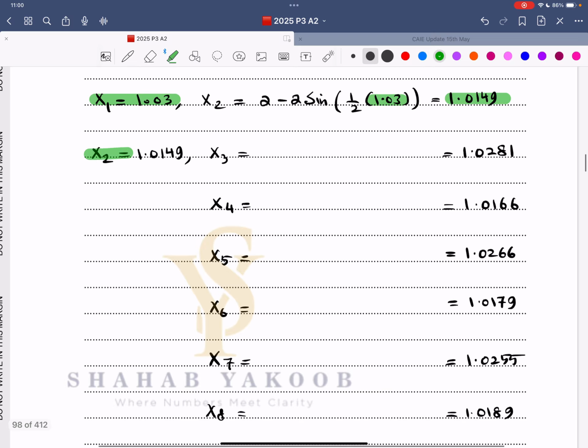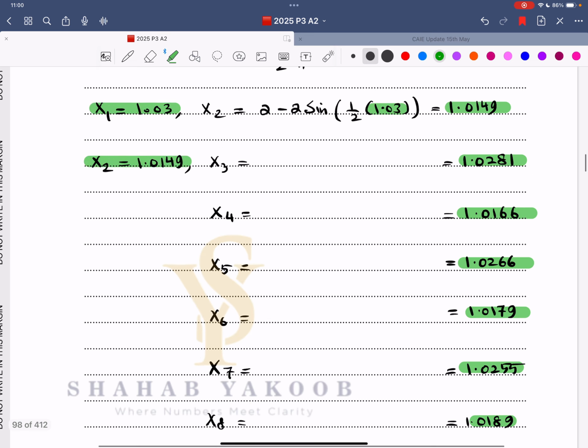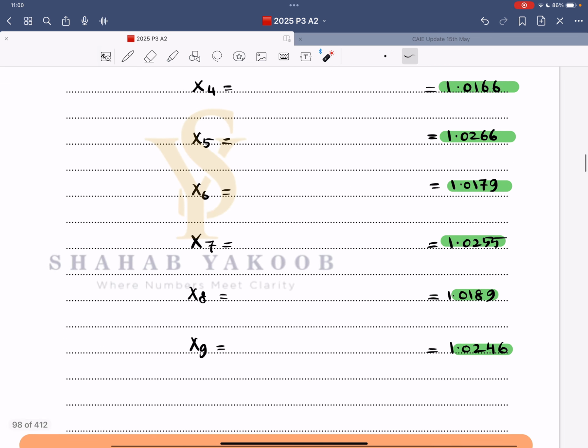We plug in x2, we get x3, we get x4, we get x5, we get x6. Now this is too much. x7, x8, x9. Now we cannot do otherwise because everyone will be starting with this value and it's going up till here. Normally it doesn't go that way.